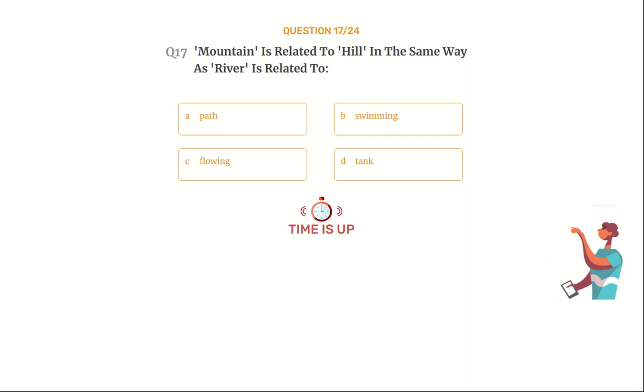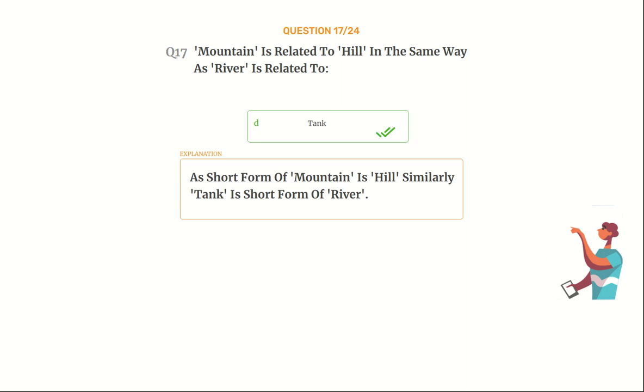The correct answer is option D. Tank, as the short form of mountain is hill, similarly the short form of river is tank.